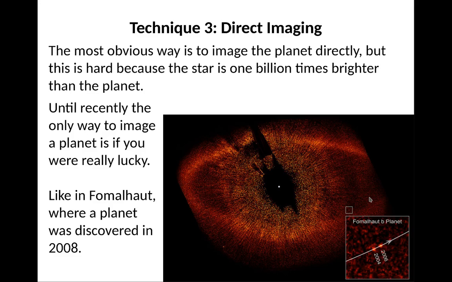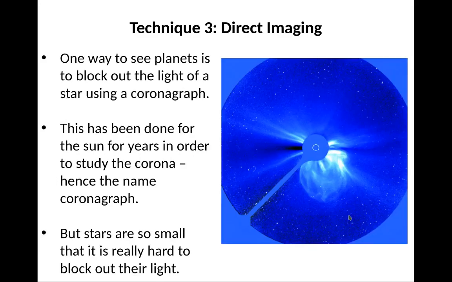A third technique to find planets is to directly image them. This is the most obvious way, but it's also one of the harder ways, because the star tends to be 1 billion times brighter than the planet. So until recently, the only way to do it was to be really lucky. In Fomalhaut, for instance, the planet was discovered in 2008 using this technique. You basically have to block out the star and hope that the planet is far away enough that you can actually catch an image of it.